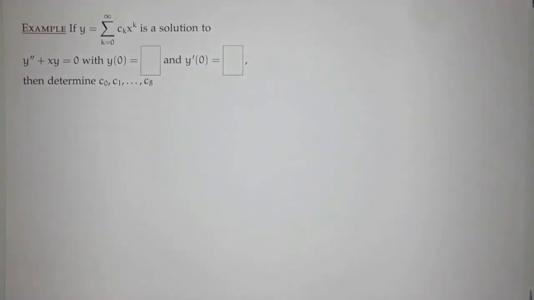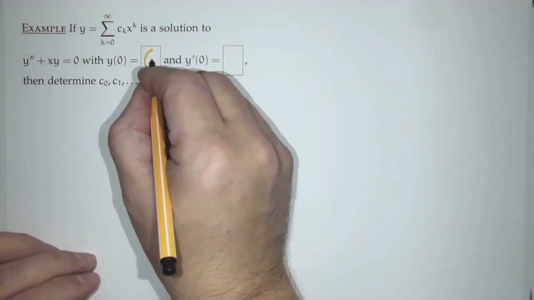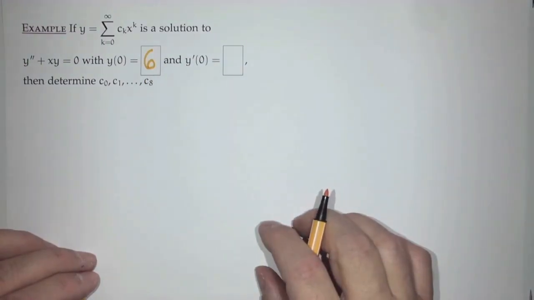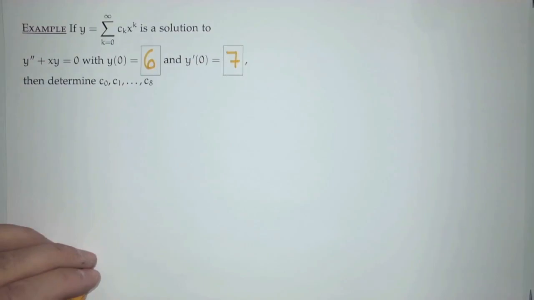But we're told that y is a solution. And then we're also told that y of 0 equals a box. Oh wait, I think that means we get to fill a number in. What would you like y of 0 to be? 6. And y prime of 0 is 7. That's the first number I heard. All right.